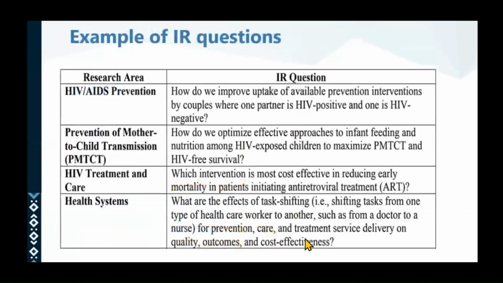So we have other examples of implementation research questions, like how do we improve the uptake of available prevention interventions by couples where one partner is HIV positive and the other is HIV negative? And also, what are the effects of task shifting? That's shifting tasks from one type of healthcare worker to another, such as from a doctor to a nurse or to the psychosocial agents. So what are its effects on prevention, care and treatment service delivery, on quality, outcome, and cost effectiveness? So these are different implementation research questions. And if we have time after the lesson, we can go through them to better understand.